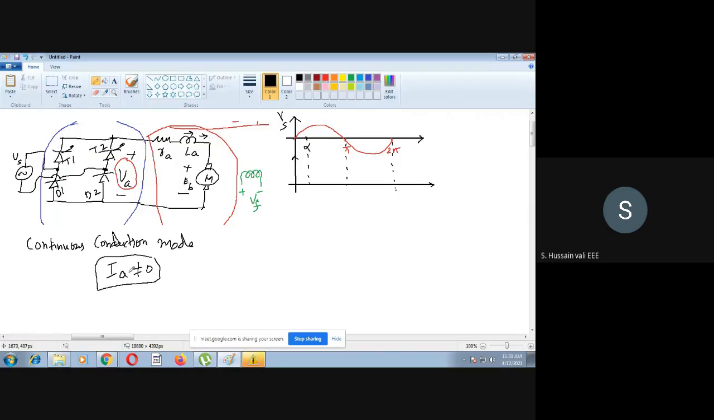In the third interval, you have seen that IA is equal to 0. Now, in the continuous conduction mode, you will not have 3 intervals. You will have only 2 intervals. What are the 2 intervals?